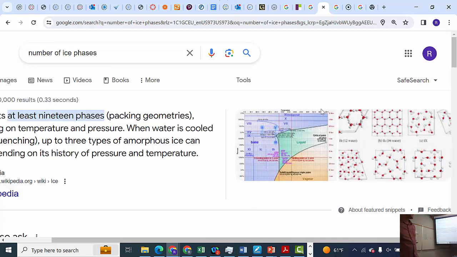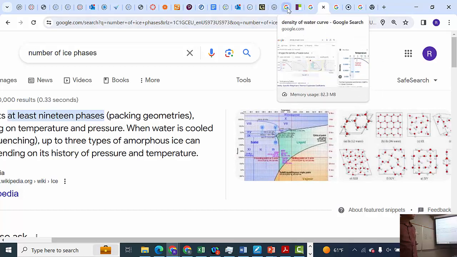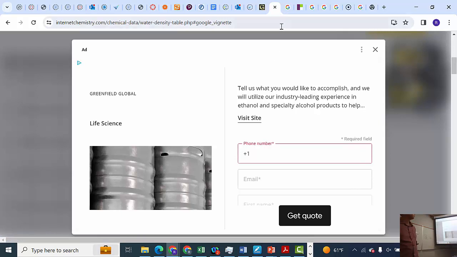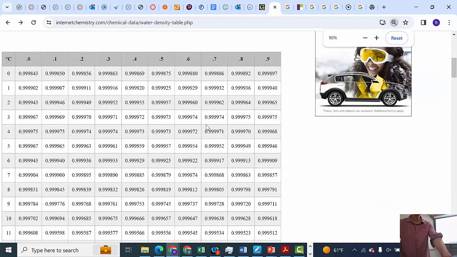So this is ice. Do you see a pattern in these numbers? Let me show you. This is a density table of water. Yeah, we see some patterns here. So for example, we start up at 0 degrees C, and what's the density? This is just 6 sig figs, so this is a better, more precise table. And so at 0.0 degrees C, what's the density of water?